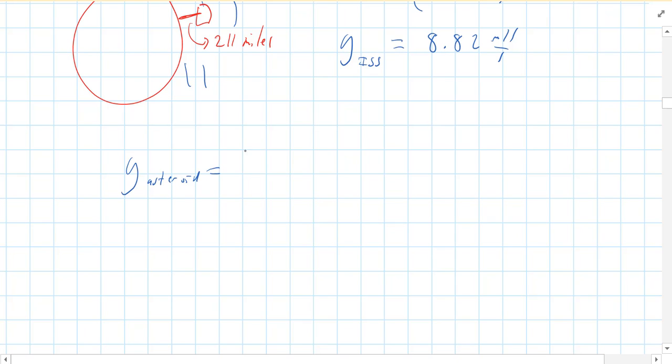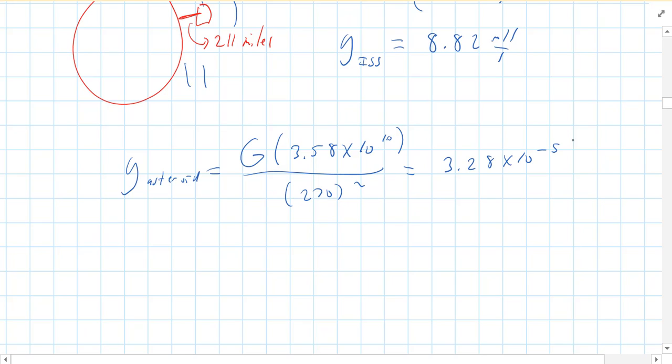is big G, which I'm not going to write out, but it's 6.67 times 10 to the negative 11th, times the mass of the asteroid, which we just saw was 3.58 times 10 to the 10th kilograms. So it's a lot less than the Earth, right? Over the radius, which is 270 squared. And if you plug and chug, you get about 3.28 times 10 to the negative 5th meters per second squared, okay?